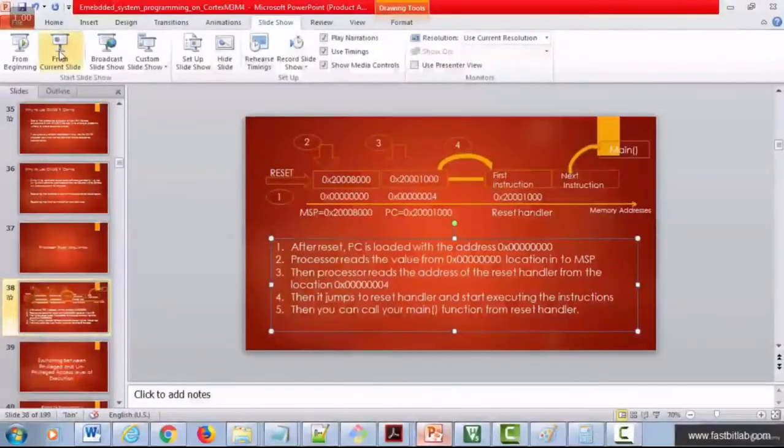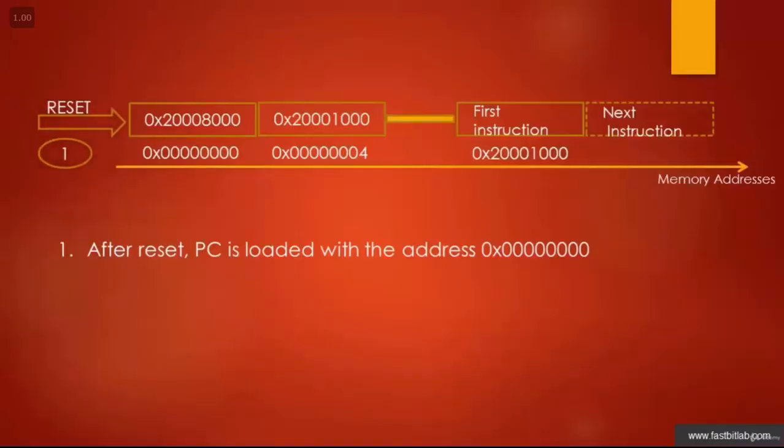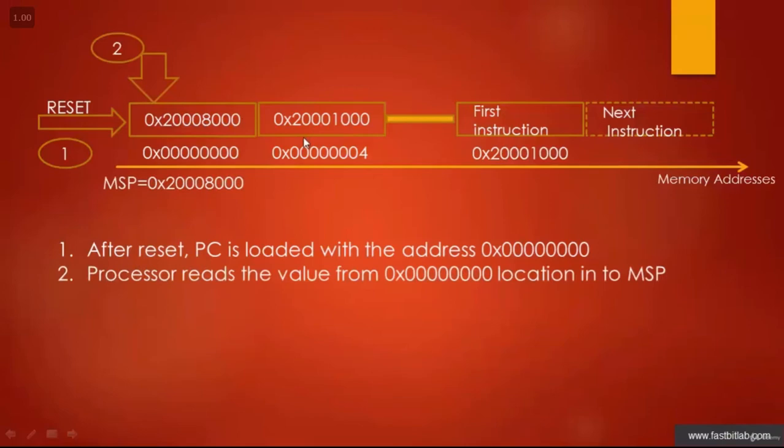I have made a small animation for you here. First, reset: the PC is loaded with address 0. Let's say at address 0 we have this value, 0x20008000. Assume some value. The processor reads the value from location 0 into MSP. Now MSP is equal to this value.